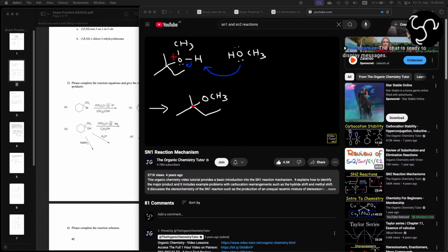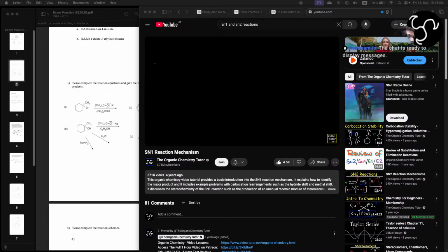Now notice that this carbon is not chiral because we have 2 methyl groups. In order for a carbon atom to be chiral, it has to have 4 different groups. So therefore we only get one SN1 product. It doesn't matter if we put the OCH3 in the front or in the back. It will represent the same compound. Now let's consider another example.